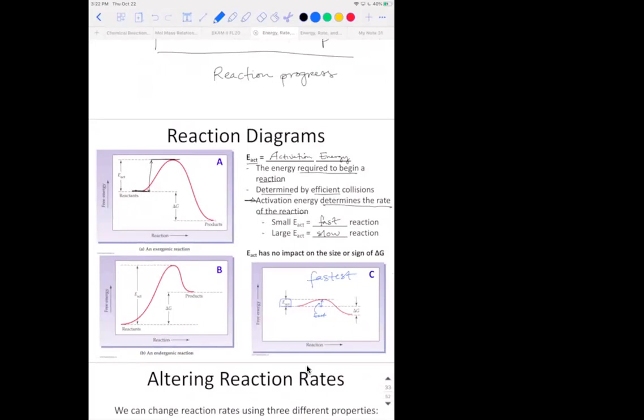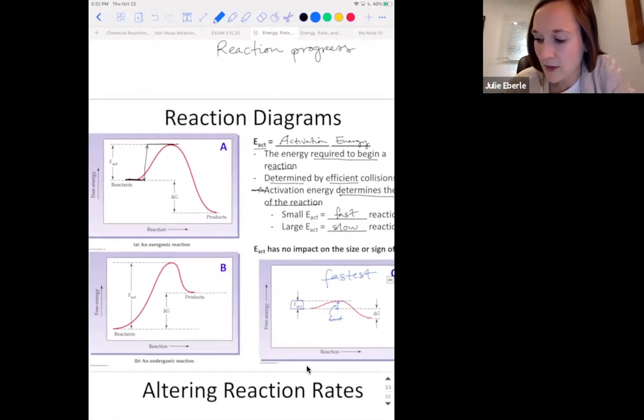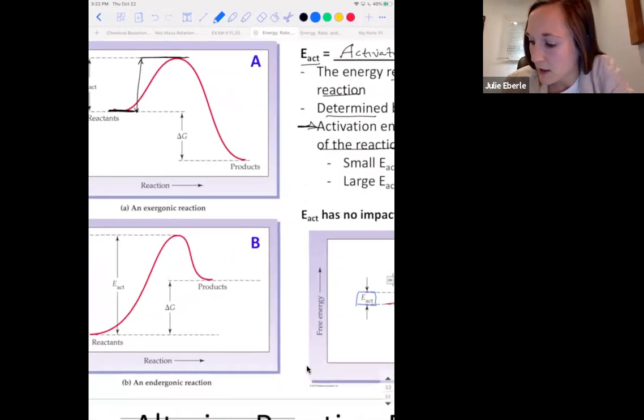B. B has the largest activation energy. It's almost the whole graph, top to bottom. So this one definitely, A, the activation energy is only about half the graph. So this one is definitely the slowest.